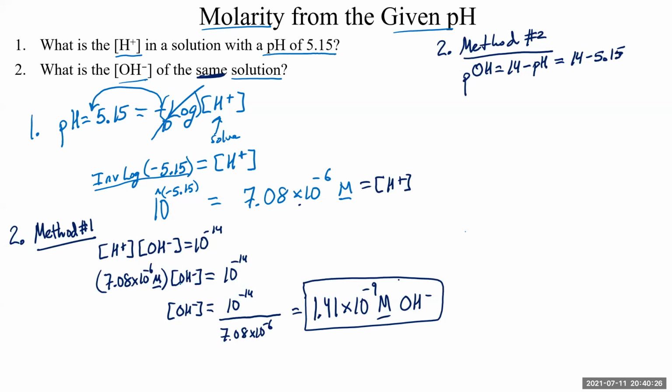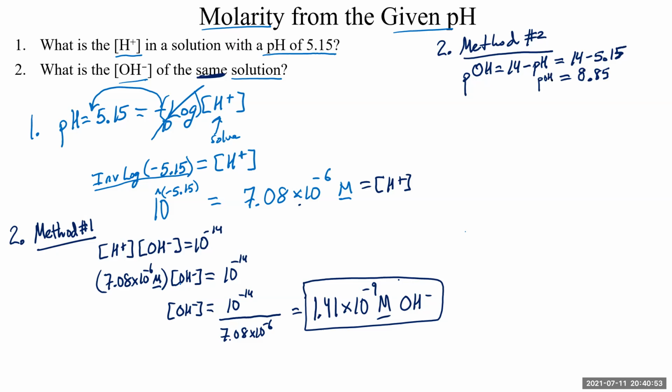Remember, this is the same solution. So I can trust that it's the same pH, right? And that's going to equal 9.85. You know what? I don't trust myself one single bit anymore. So 14 minus 5.15. Aha, I knew it, 8.85. So my pOH is 8.85.